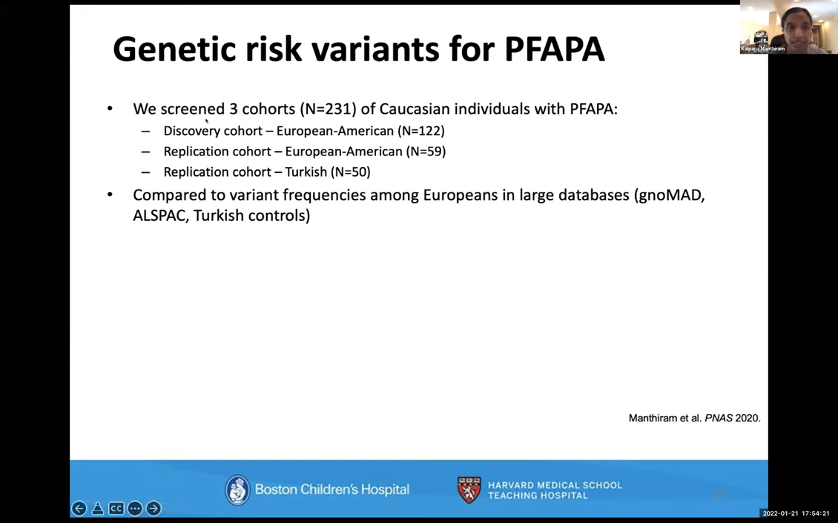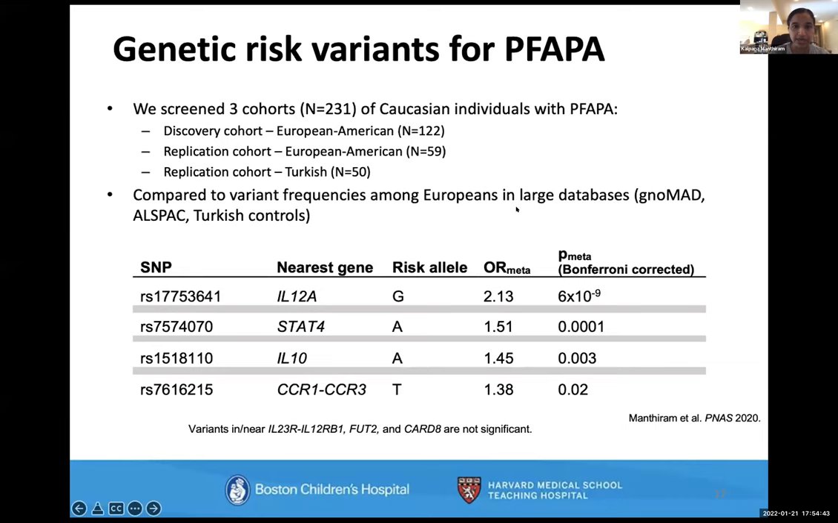So in order to determine that, we screened three cohorts of individuals who had PFAPA syndrome for those risk variants that were previously identified for Behçet's disease and recurrent aphthous ulcers. And we compared those variant frequencies to those among Europeans in large databases. And we found that several of those variants were very strongly associated with PFAPA syndrome. And those four are listed here. The odds ratio for the strongest variant that we find, IL-12A, was over 2, which is quite strong for a complex genetic disorder.